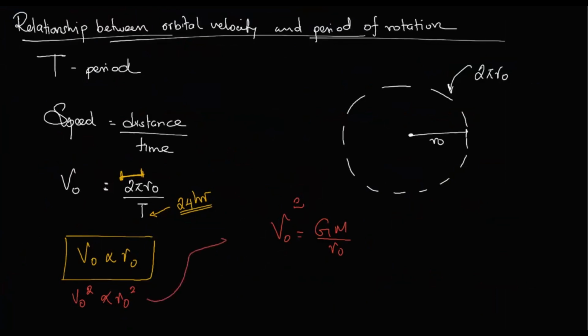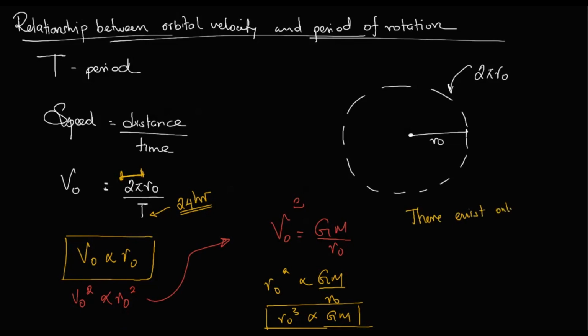So I can substitute this and say, okay, maybe R naught squared is proportional to GM over R naught. So I would get R naught cubed is proportional to GM, which is a constant for a given planet, right? So R naught cubed is proportional to GM for a given planet. So what does that mean? There exists only one geostationary orbit.